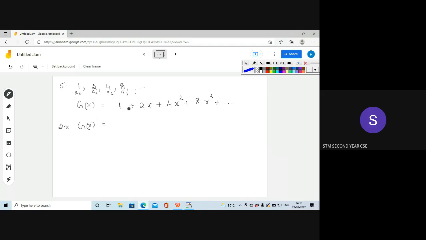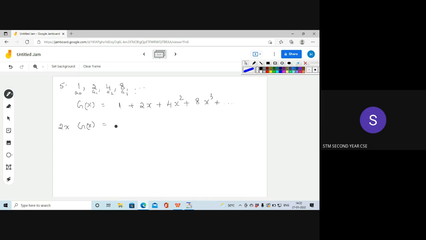Just look at these two and you will be able to identify which one to multiply. So if I multiply 1 by 2x, I can cancel this 2x. Is it clear? Just compare the terms and find out by multiplying by which term these sequences get cancelled or you get a familiar sequence. Okay, so g of x.